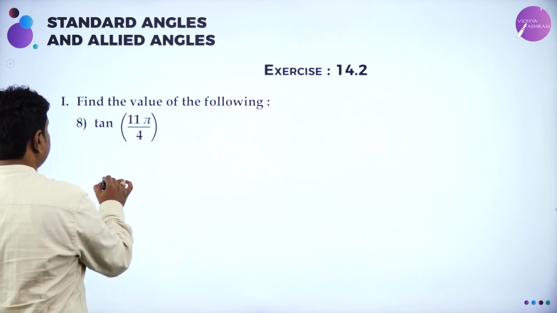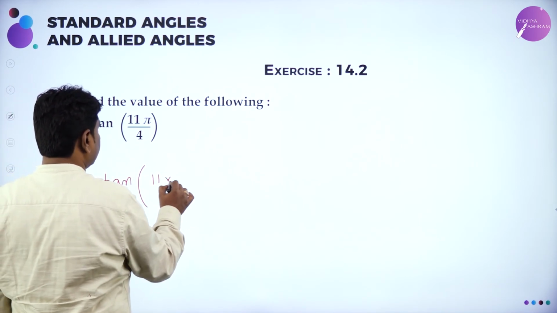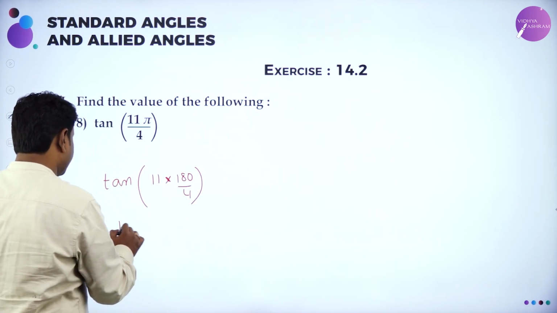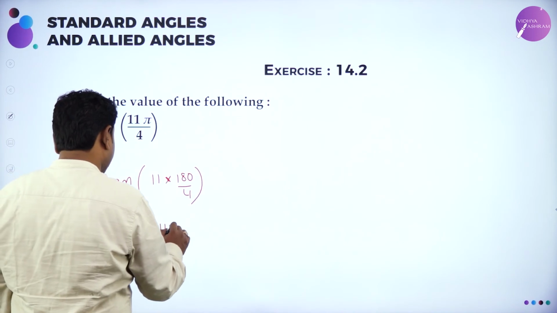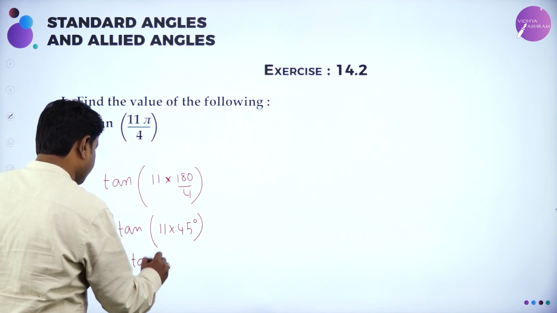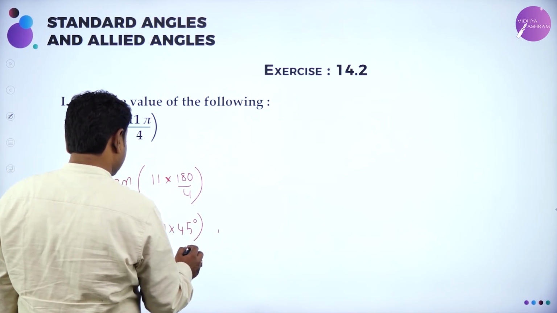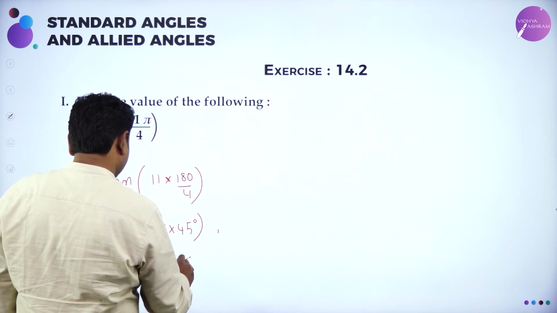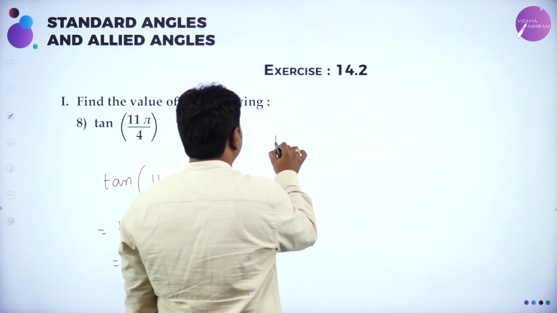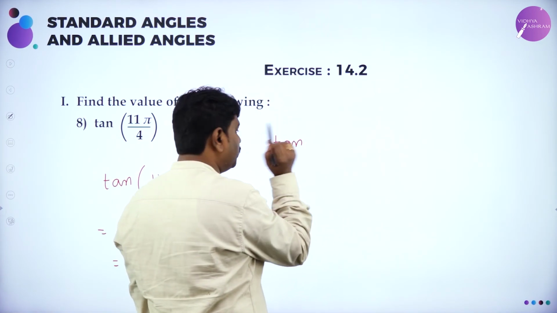Next, tan 11 pi by 4. Tan 11 pi by 4, pi means, all of you know, 180 by 4, that is 45. So that is tan of 11 times 45 degrees. If you simplify, 11 5s are 55, 5; 11 4s are 44. 44 plus 5 is 49. 495 degrees. Tan 495 degrees. Tan 495 degrees is near to what? 360. 2 360s will be more.